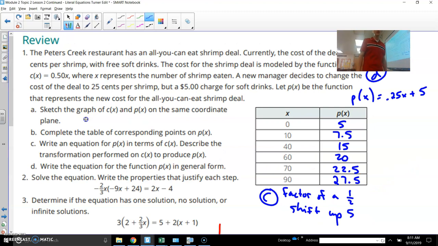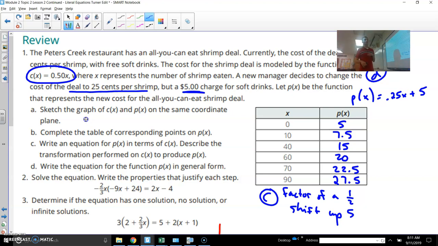Let's look at some review. So this problem is talking about a restaurant where the manager is considering changing the prices of how they charge for shrimp. The cost of shrimp is modeled by 50 cents per shrimp eaten. And so the manager decides to change the cost where it's only 25 cents per shrimp, but he wants to go ahead and charge $5 for drinks. And I'm assuming that drinks are required in this scenario. So let's jump into the first part.